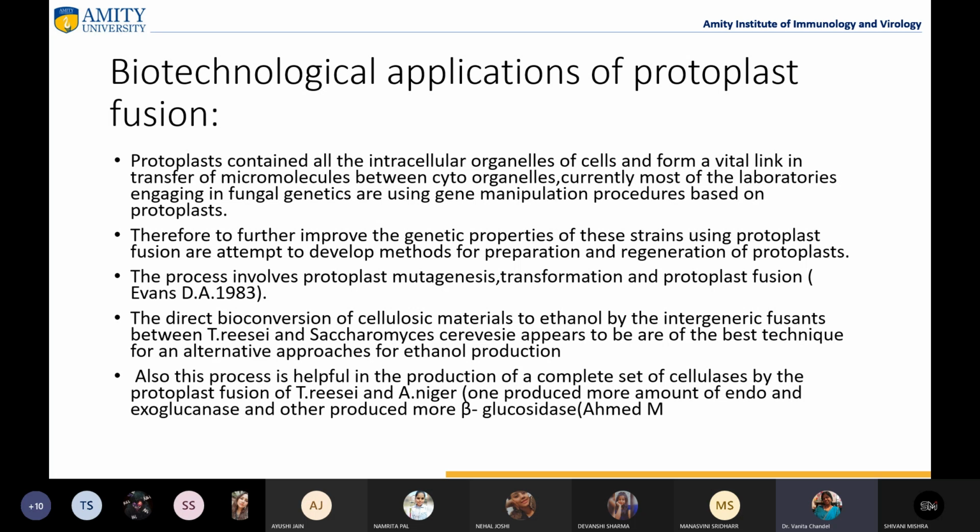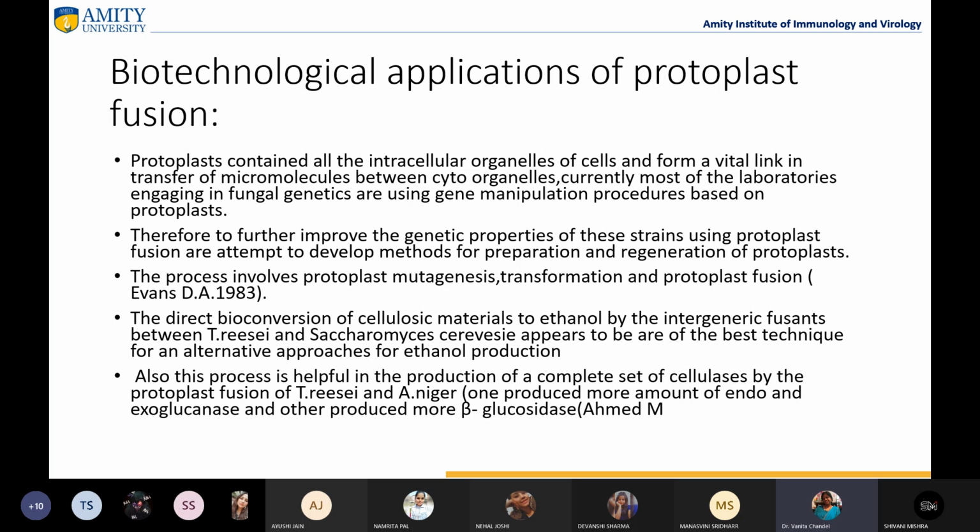And then the applications of protoplast fusion. This we discussed last time also: protoplasts contain all the intracellular organelles of the cells, and it is an important link in the transfer of macromolecules between cytoorganelles. Currently, most of the labs engaged in fungal genetics or using gene manipulation procedures are based on the protoplast. Whatever genetically modified plants or fungal genetics or any other plants, the protoplast is the simplest method which is being preferred by the people.